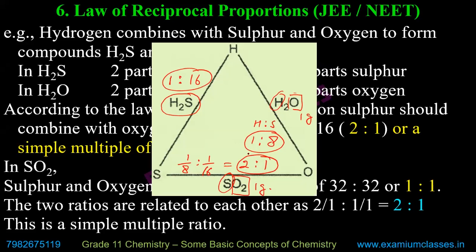Can't we compare the ratio of sulfur and oxygen first with H2S and H2O? Yes, you can. Any combination is possible and will give you the same result. Basically, it will prove the law of reciprocal proportions.